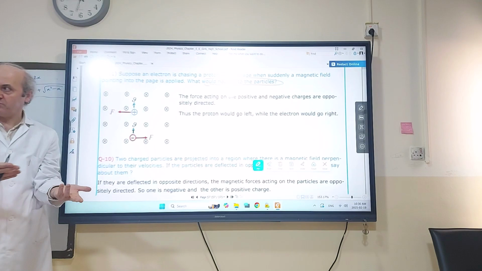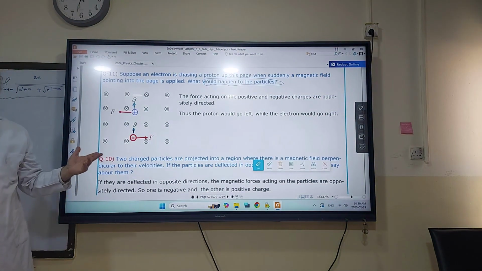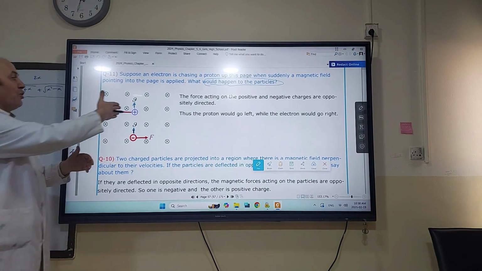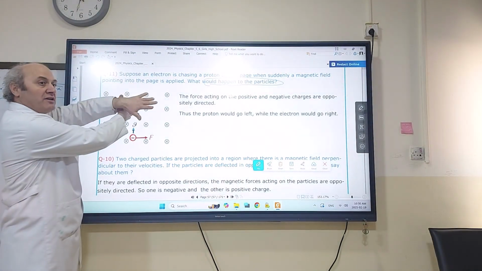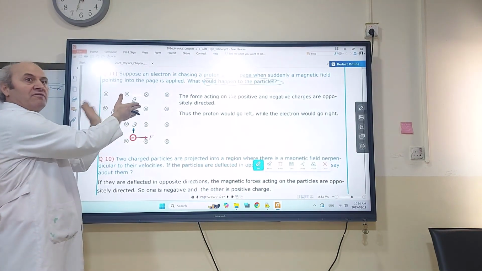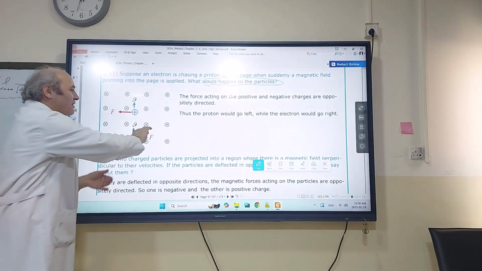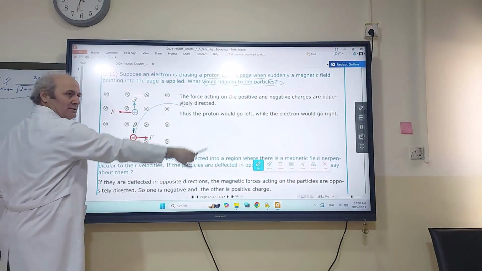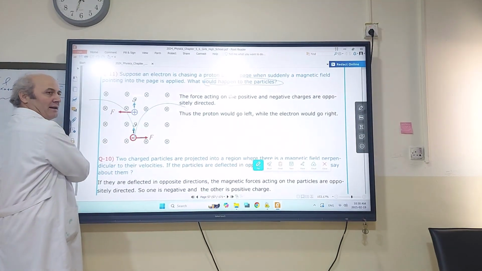So can they move in the same direction right now? No. Impossible. They will change their direction in the direction of the force. The force acting on the electron is to the right. That's why the electron will deflect to the right. The proton will deflect to the left. And they are going to follow, remember, a circular arc. One of them will do like this, the other one will do like that.